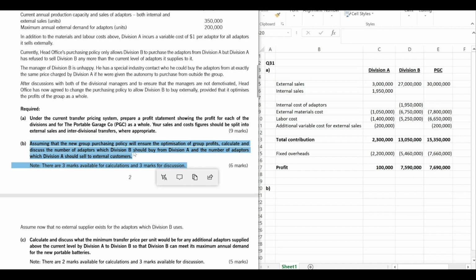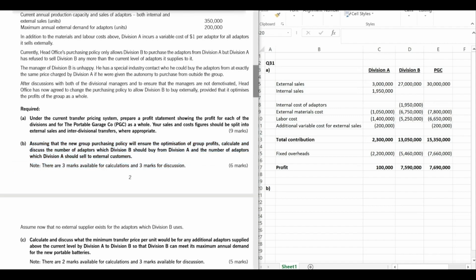Yeah, so the typical company based analysis on how much should the selling division sell to the buying division and how much should they sell externally to maximize the company's profits. Because remember, the company is not concerned with the level of transfer price, they're just concerned with the internal and external sales. And it says there are 3 marks for calculations, 3 marks for discussion. So we can't just do a calculation and be done with it. We need to explain what's going on.